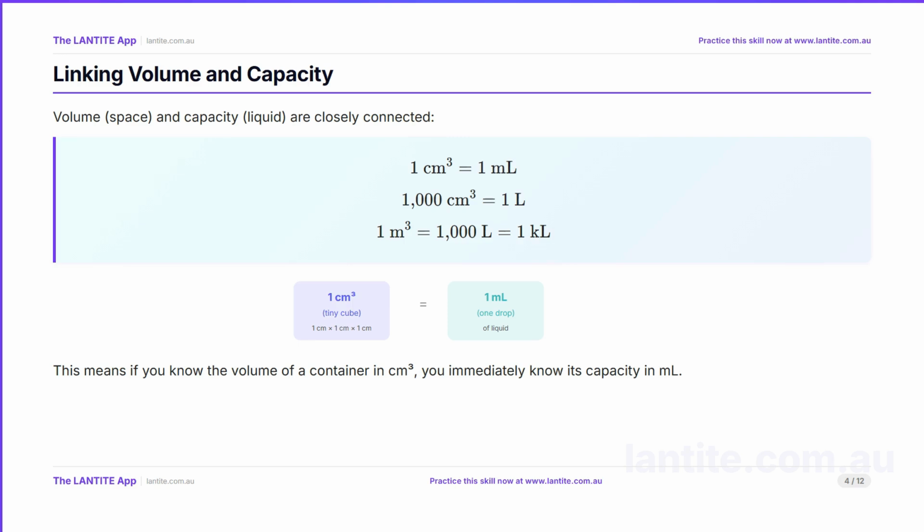Here is a critical connection that the LANTITE loves to test. Volume and capacity are directly linked. 1 cubic centimeter equals exactly 1 milliliter. So a box that is 10 centimeters by 10 centimeters by 10 centimeters has a volume of 1,000 cubic centimeters, which is exactly 1 liter. Scaling up, 1 cubic meter equals 1,000 liters, or 1 kiloliter. This link between volume and capacity is essential for solving real-world problems about tanks, pools, and containers.